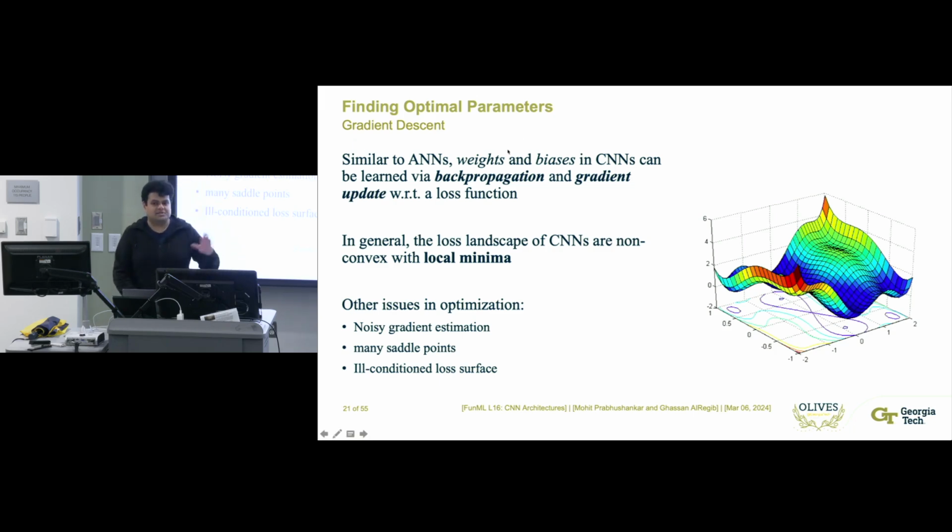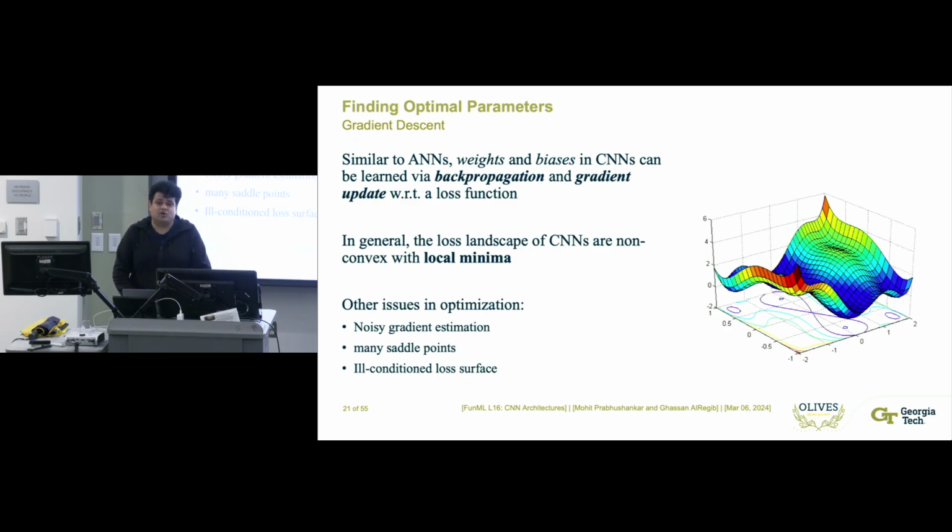So in ANNs, which were the multi-layer perceptrons, the weights and biases can be learned via backpropagation and gradient updates with the loss function. So the loss landscape of CNNs is non-convex with local minima. Whenever we discussed gradient descent, we showed this very nice parabolic curve where the global minima was the local minima, and our goal was to move to that minima in a stepwise fashion, and we were able to do it quite easily. We saw that this local minima was the global minima. This is when the gradient was 0, and everything was easy and straightforward.